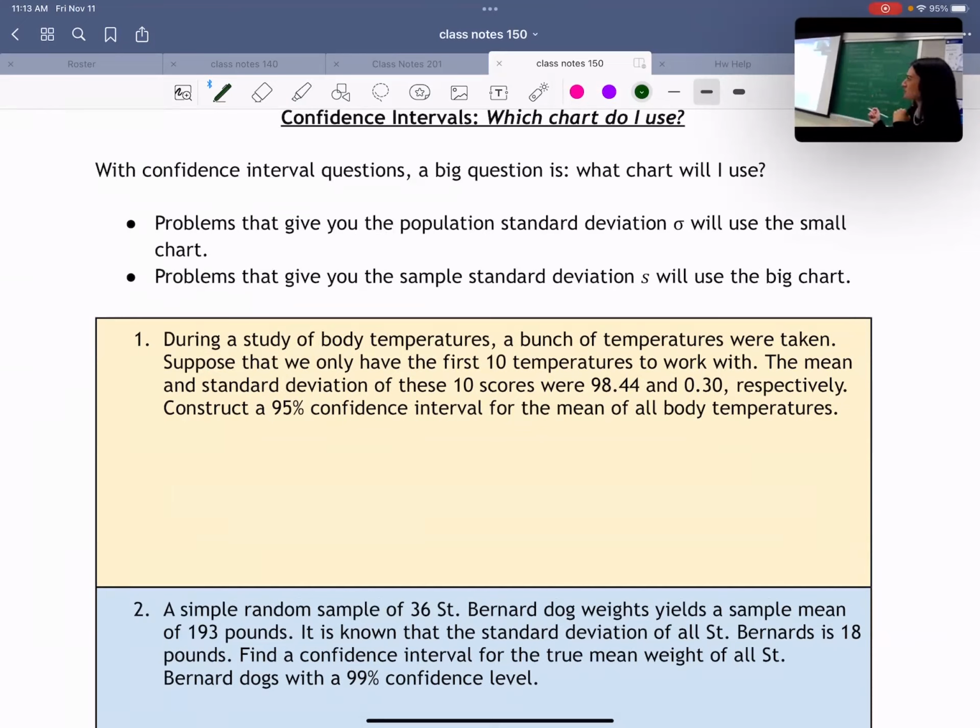What symbol does 10 represent here? 10, right? n is the sample size. That's what we're given, okay? It says that the mean and standard deviation of these 10 scores were 98.44 and 0.30 respectively, okay? What does 98.44 represent? The mean, but what type of mean? Ooh, is it the population mean? Ooh, why do you say sample?